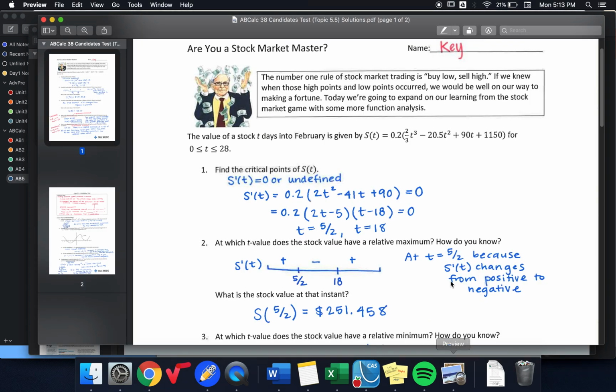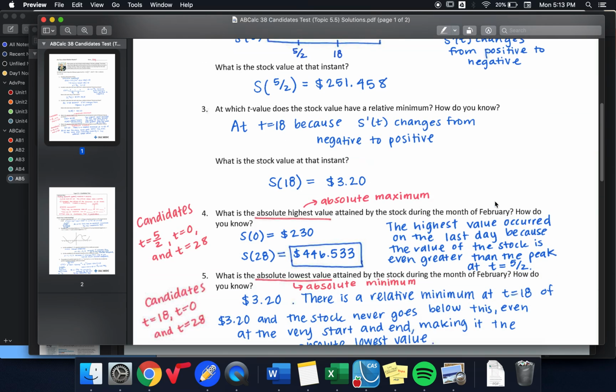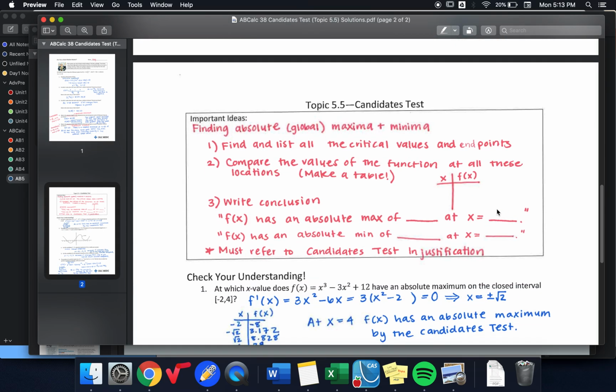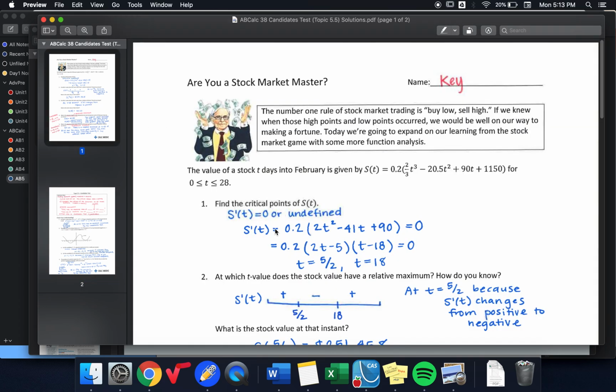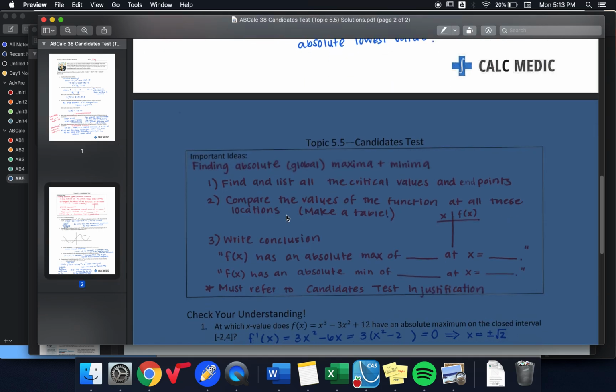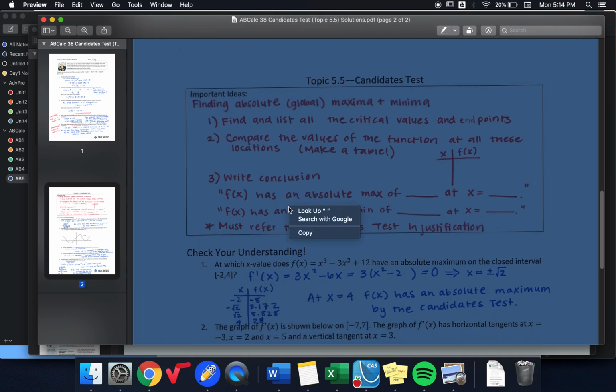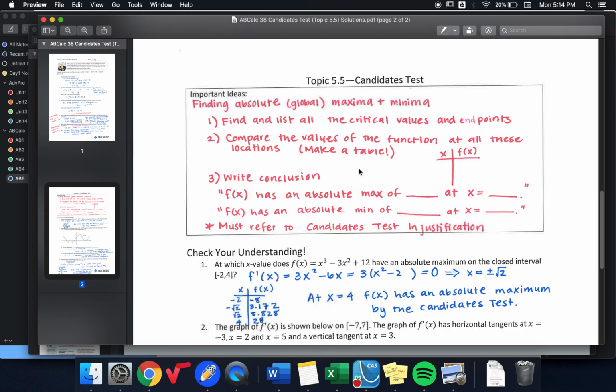So putting this together, for the toolkit, I'm going to use the candidates test to find absolute extrema. I'm going to use this to find absolute extrema.